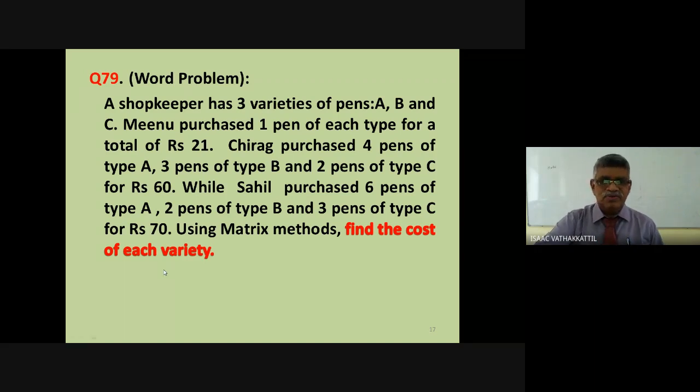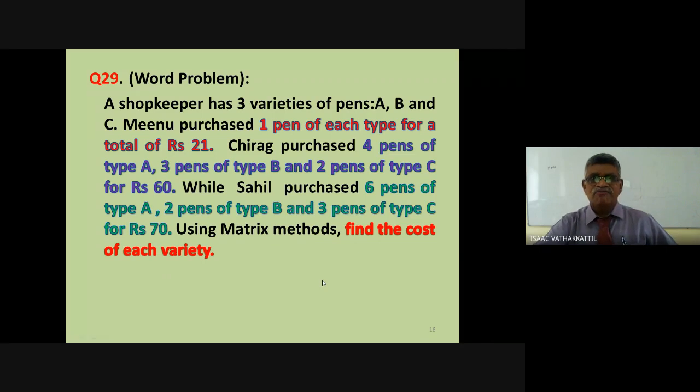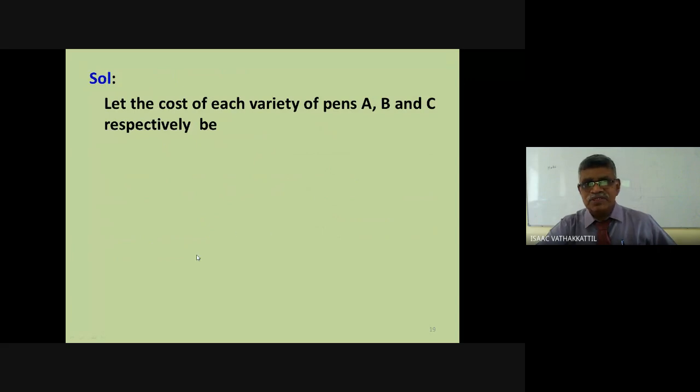So we assign some variables X, Y, Z for the cost of one pen of type A, type B, and type C. And from this, we form equations. So we will be starting: let the cost of each variety of pen A, B, and C be rupees X, rupees Y, and rupees Z respectively.